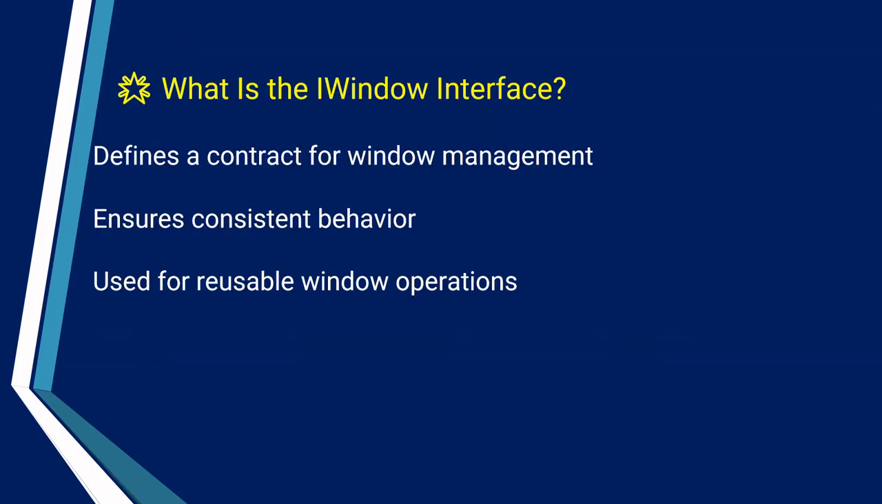The IWindow interface includes several essential methods. Refresh list updates the displayed items. Reset display prepares the UI for new data. Clear display clears the current fields. Populate combo box loads drop down values. Save handles insert or update operations. And new object creates a new instance for data entry.